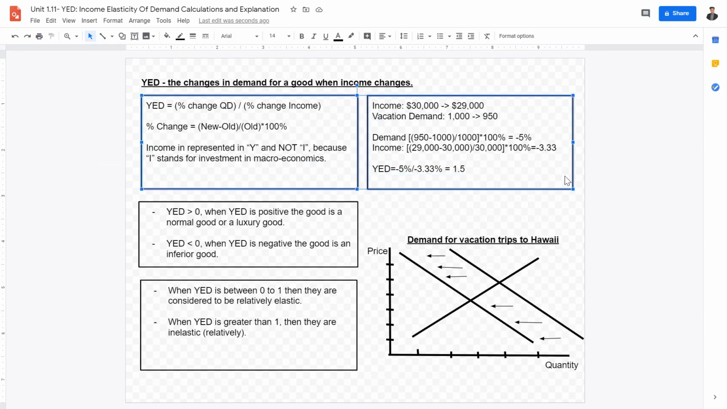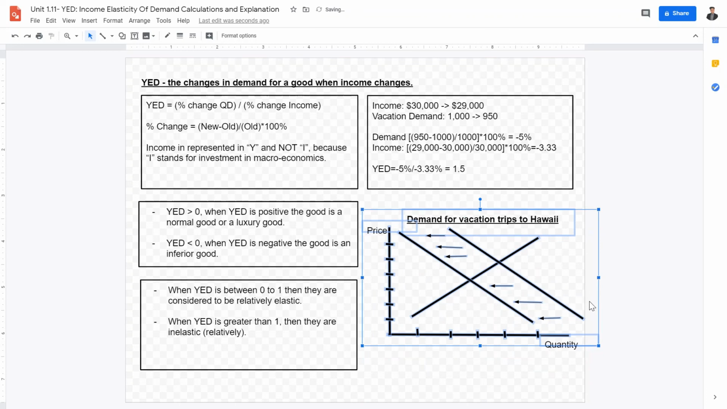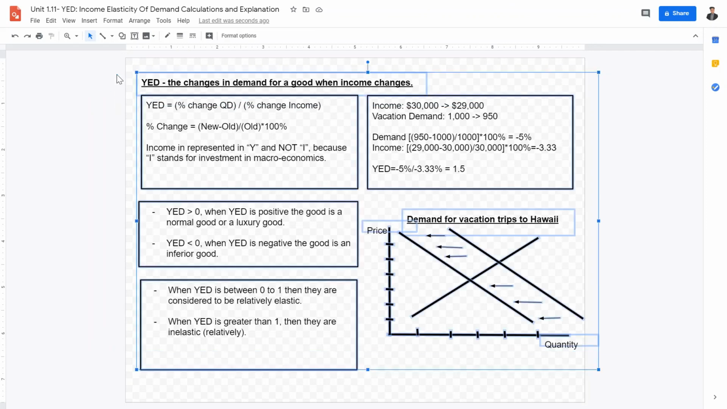So these two text boxes right here show the calculations of YED. This text box shows the importance of the coefficient of the YED and whether or not the YED is positive or negative, showing whether it is a luxury good or normal good or an inferior good. Right here, the quantity of the YED, whether it is between 0 and 1 or greater than 1, will show the elasticity and how effective the income of a consumer is on the demand for a good. And this graph right here illustrates the decrease in demand as the income decreases for trips to Hawaii.